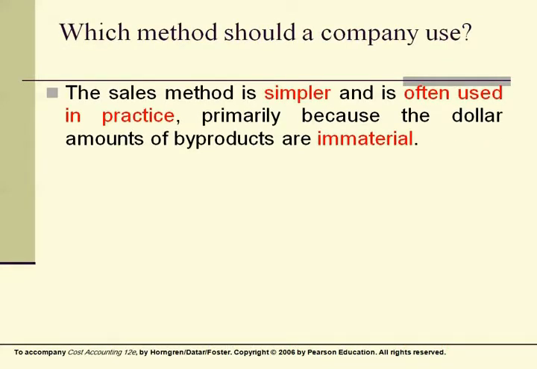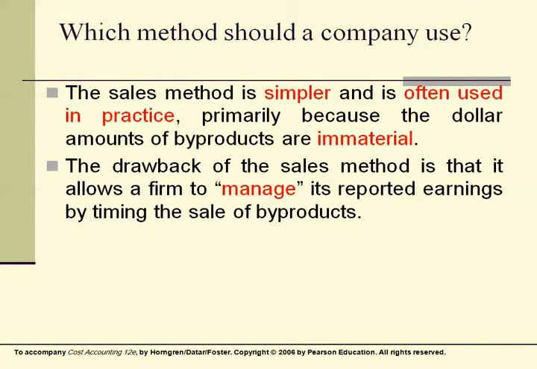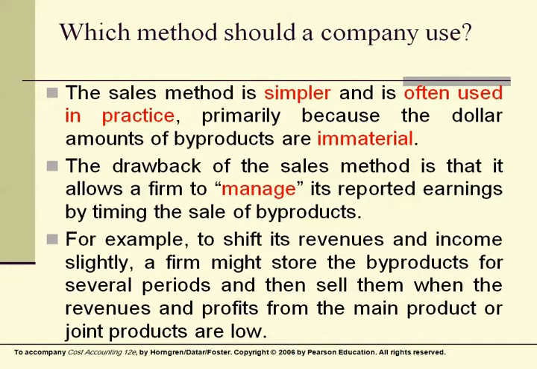The sales method is simpler and is often used in practice, primarily because the dollar amounts of byproducts are immaterial. The drawback of the sales method is that it allows a firm to manage its reported earnings by timing the sale of byproducts. For example, to shift its revenues and income slightly, a firm might store the byproduct for several periods and then sell them when the revenues and profits from the main product or joint products are low.